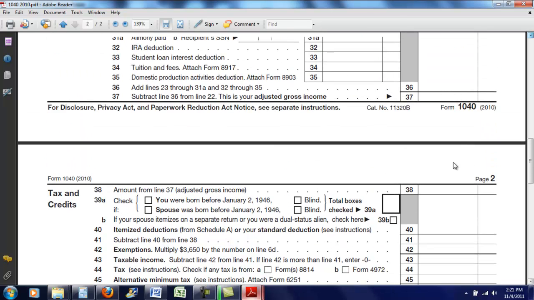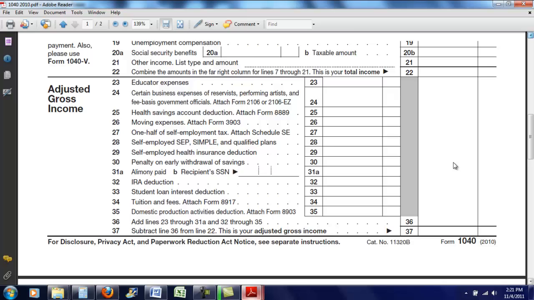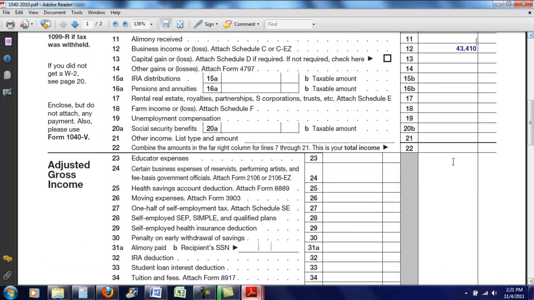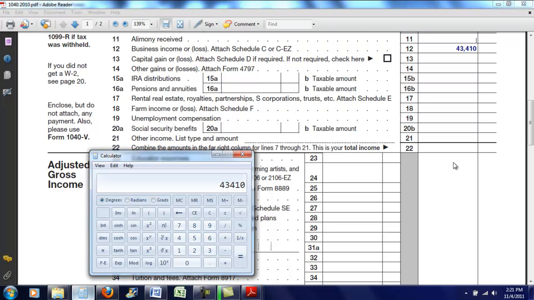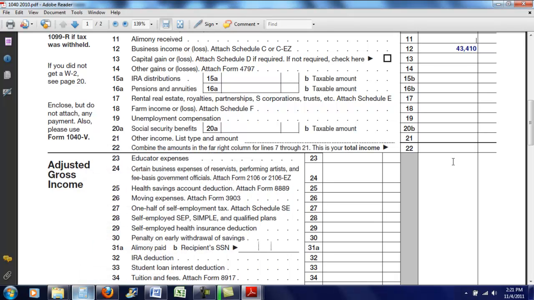My computer does not like to scroll right now. So now I'm going to add all of these up. So I have $45,300 in wages, $2,300 in taxable interest, $3,100 in dividends, $43,410 in self-employment income, for a total of $94,110. Oops. That should be on line 22.